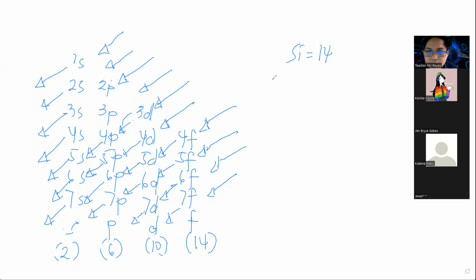Let's have 1s. Because the s suborbital can hold up to 2 electrons, this is 1s2. Next, look at the movement. The second is 2s. Look at it from here going there. So here is 2s. This is 2s2.